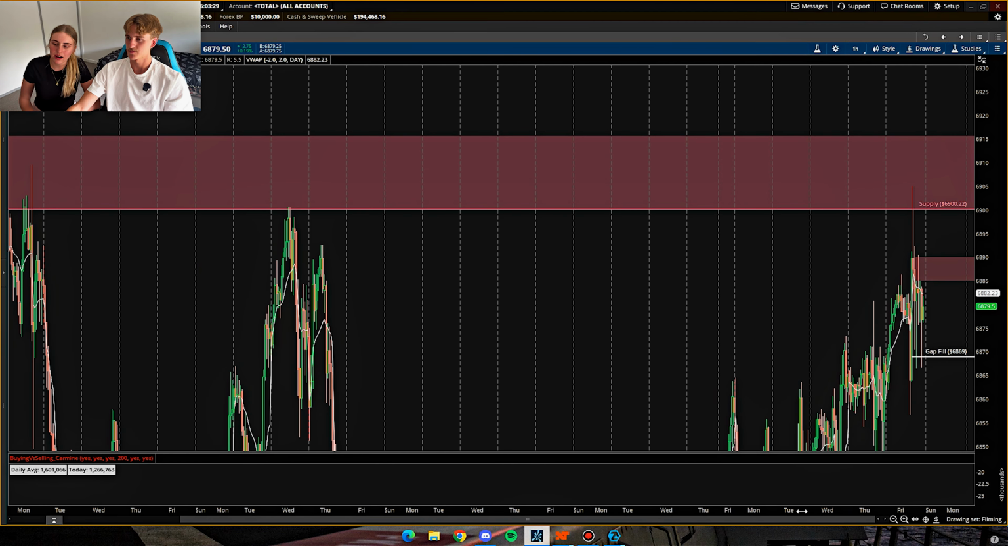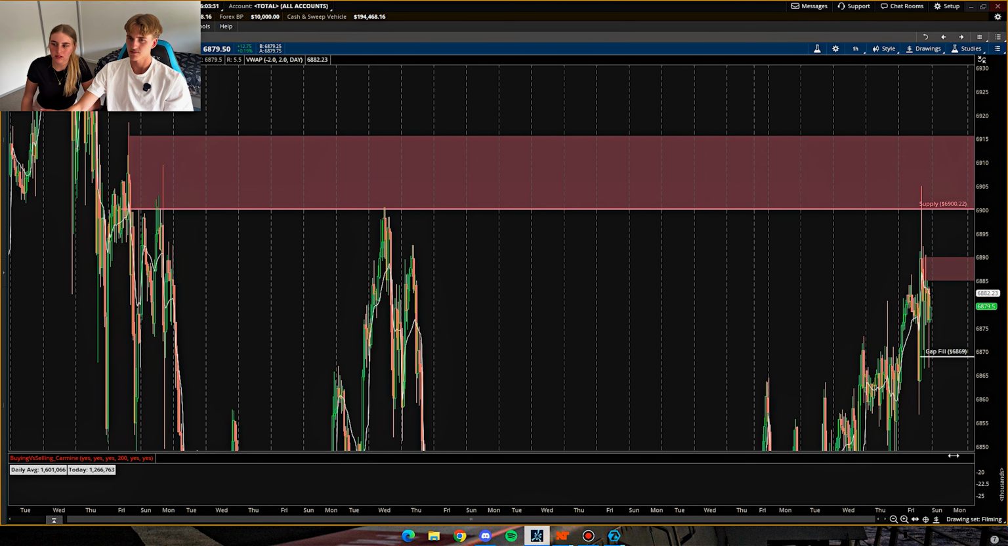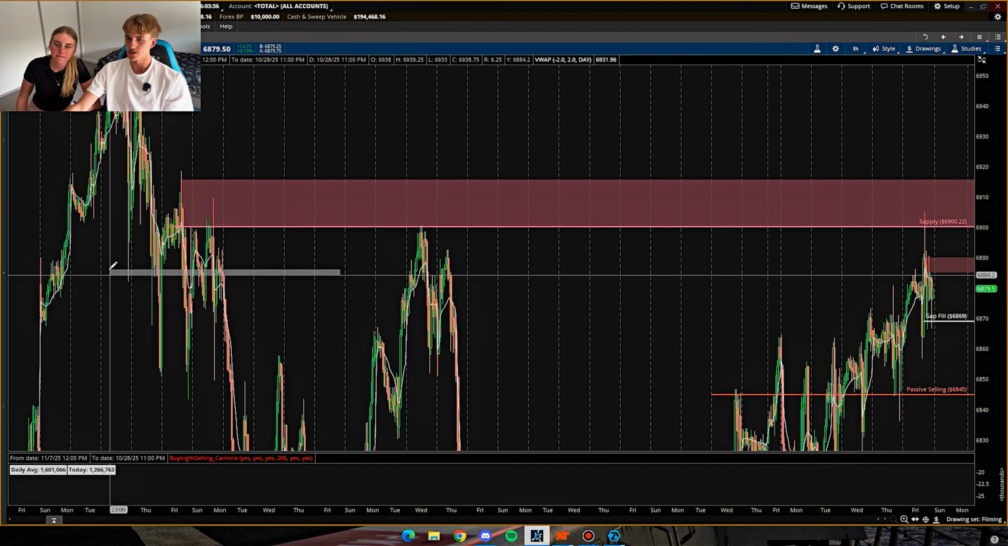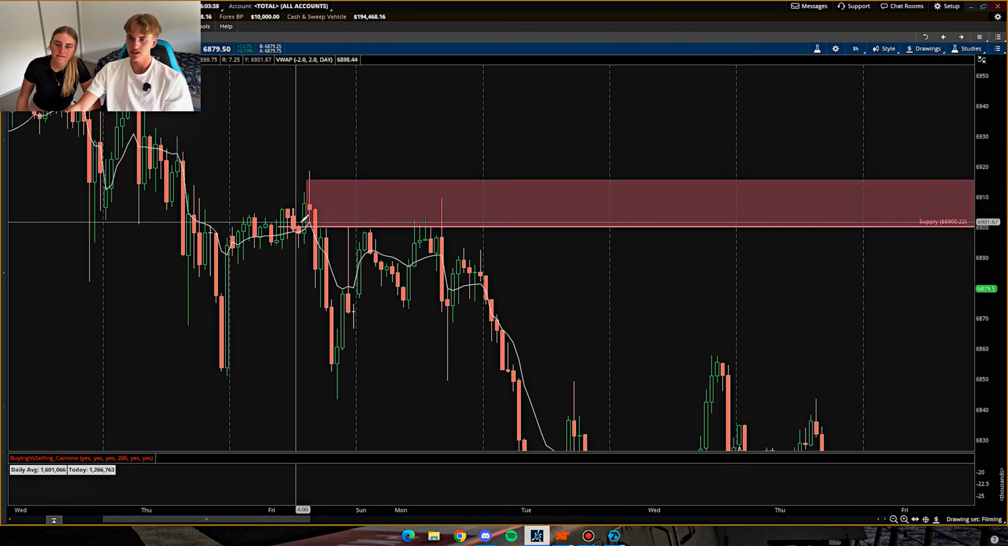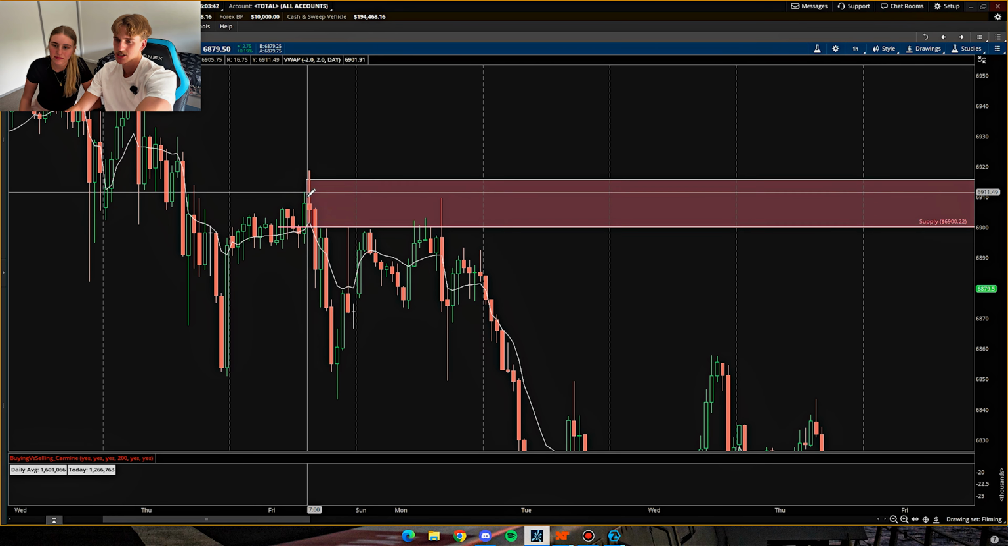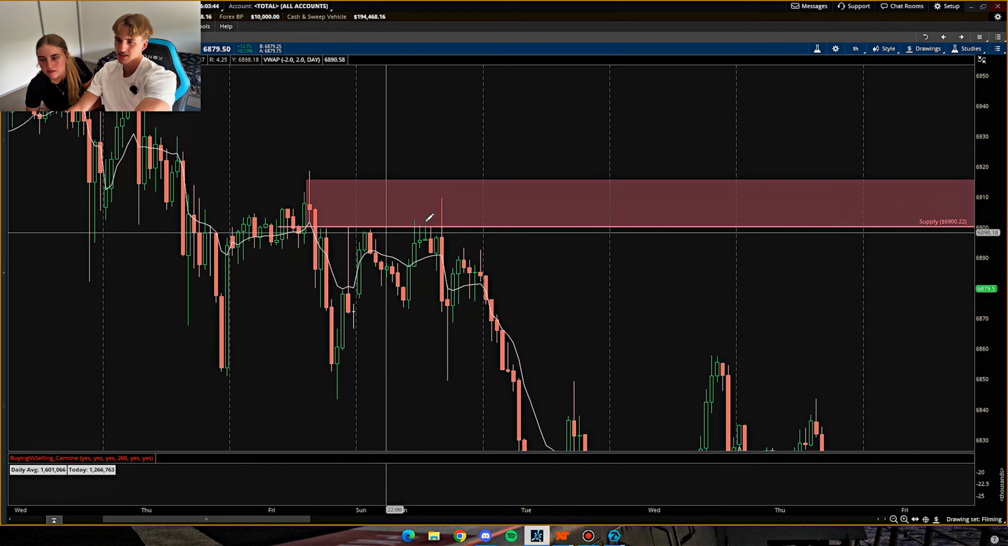So how did you mark this level out? What were you looking for? Well, over here, a few weeks back, we could see that the price had a tough time breaking above the 6900s. Every time we tried to break above, it would sell off. We tested it here, here, here, and swept it here, then had a big sell off from that.